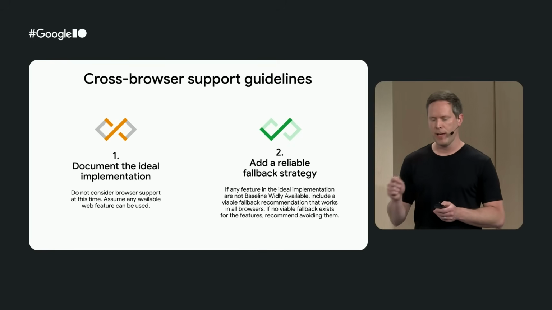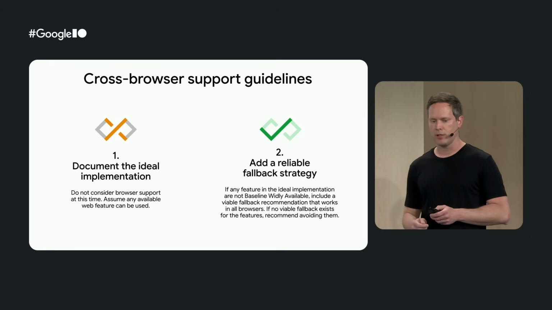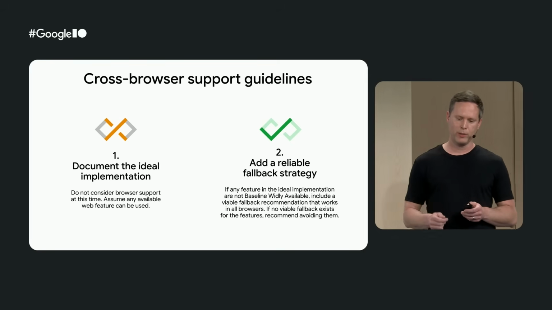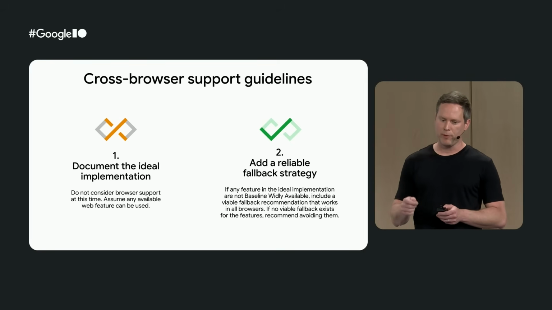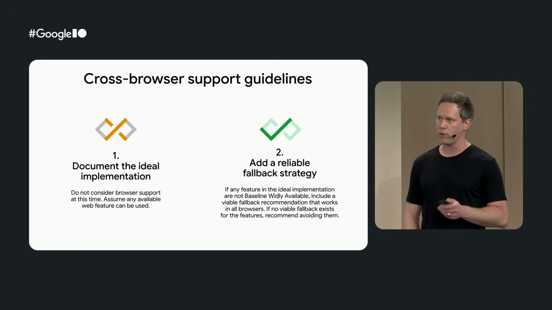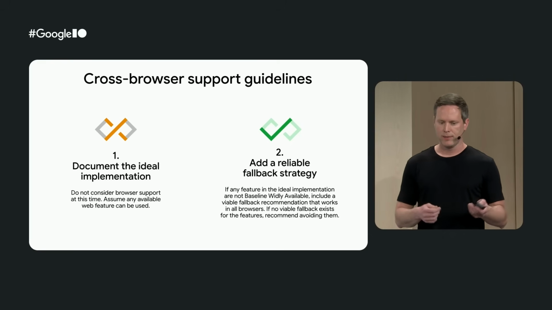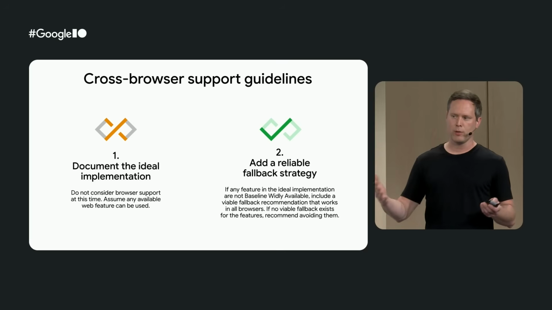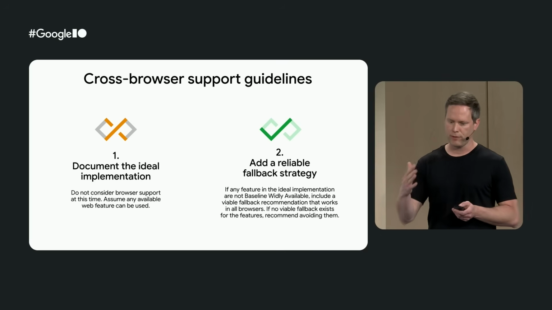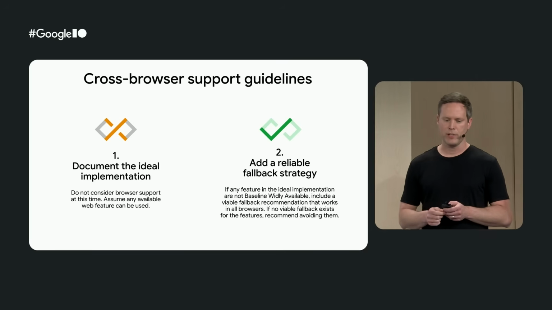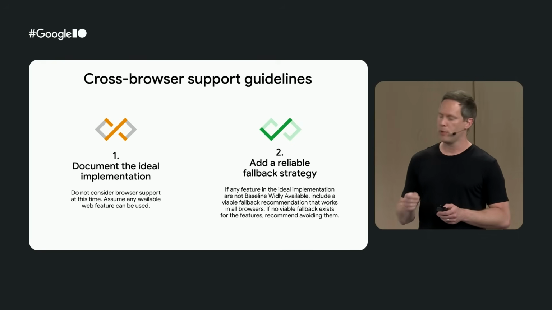However, if any of the features in the ideal implementation are not baseline widely available, then we always include a fallback recommendation, and whenever possible, we make sure that fallback recommendation works across browsers. The only exception to this is things like WebMCP, where there really is no cross-browser fallback. But in all other cases, if there is a cross-browser fallback, we use it. And if there's not, we make it crystal clear that the feature is only available in some browsers, and we show how to properly feature detect for it.